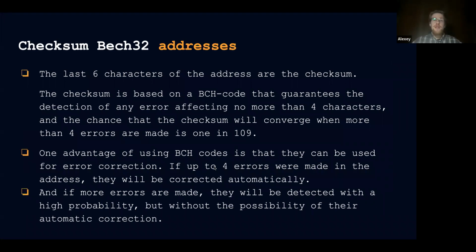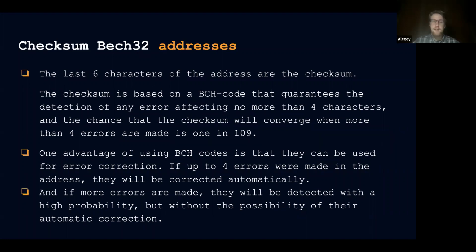Now let's talk about the checksum in bech32 addresses. So the last 6 characters of a bech32 address are the checksum. The checksum is based on the BCH code that guarantees the detection of any error which affects no more than 4 characters. And the chance that the checksum will converge when more than 4 errors are made is 1 in 10^9. So it is a pretty solid encoding algorithm which is able to detect errors.